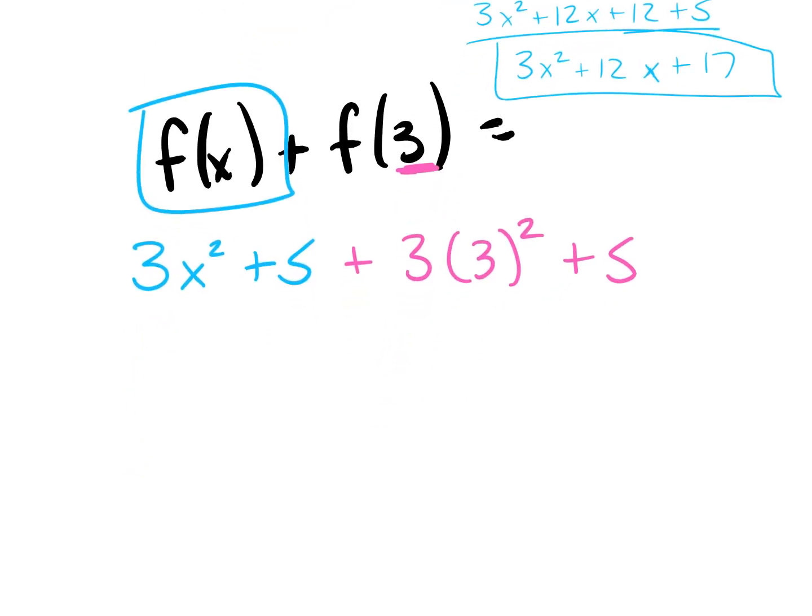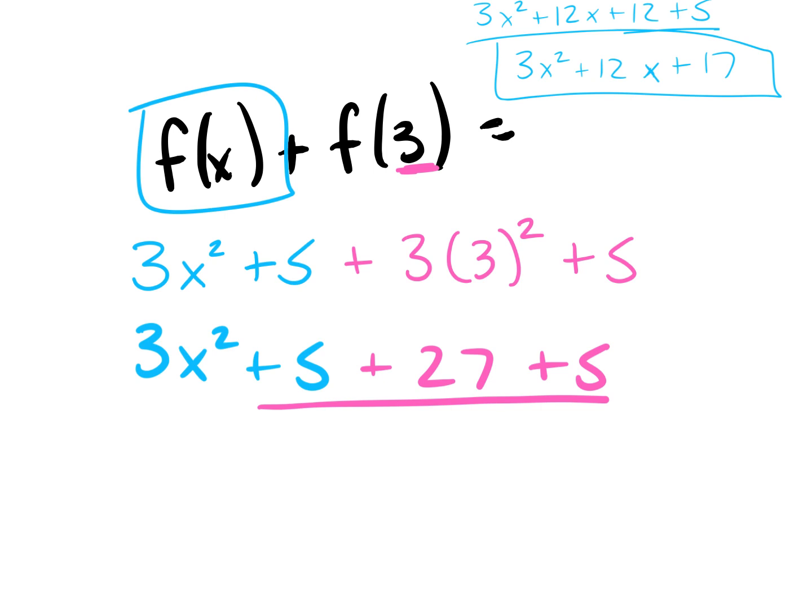What would I do first? Square the 3. So 3 squared is what? 9. And 9 times 3 is 27 plus 5. So we have 3x squared plus 5 plus 27 plus 5. Let's add our like terms. 5 plus 27 plus 5, awesome, 37. So 3x squared plus 37.